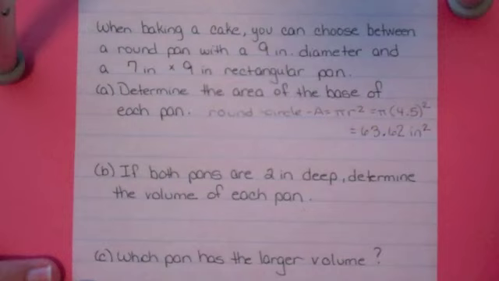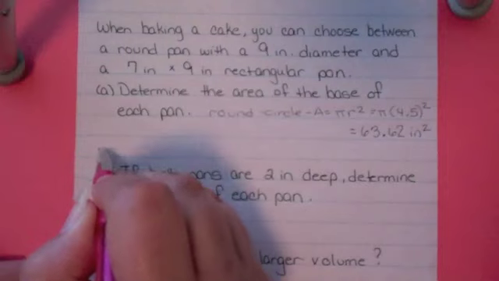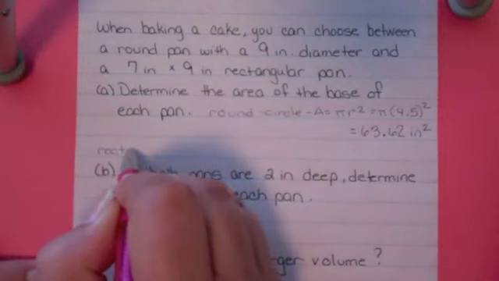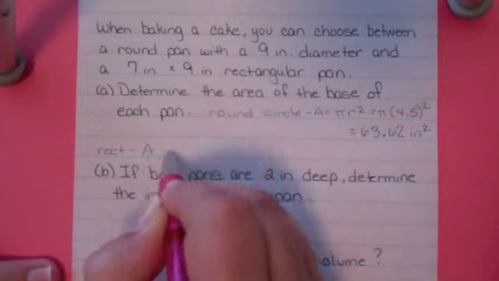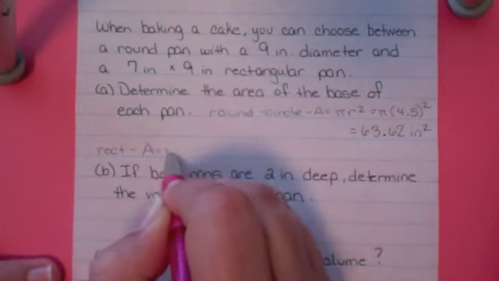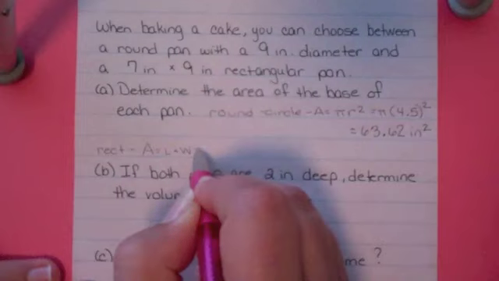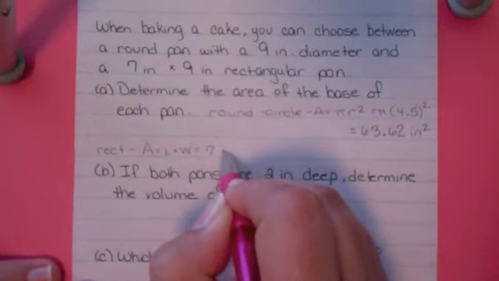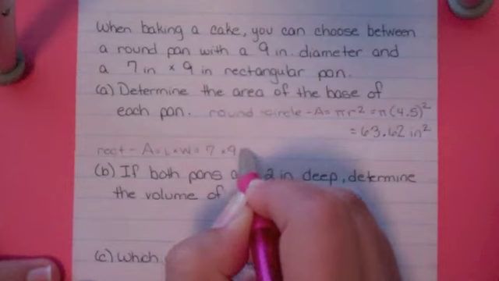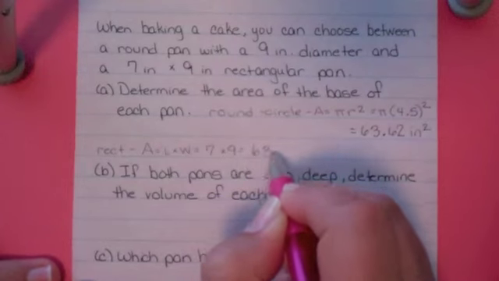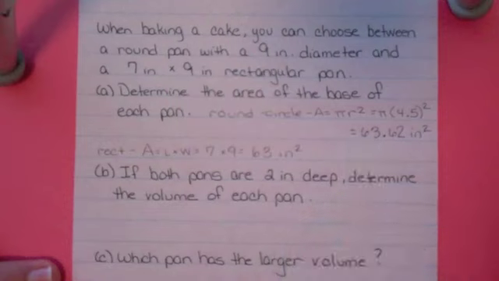Now I need the base of my rectangular pan. Well, it's a rectangular pan, so the area of a rectangle is length times width, which they told us was 7 by 9, which is 63 square inches.